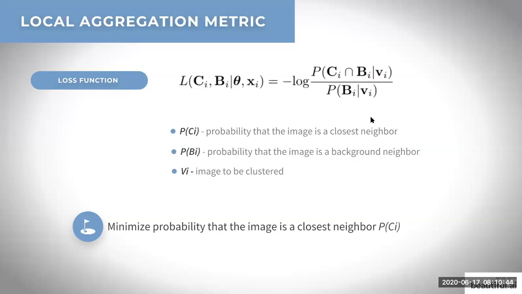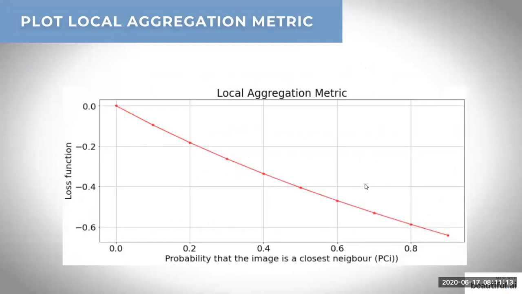So basically, in order to minimize the loss function and get better results, we need either to minimize the probability that the image is the closest neighbor, which means that our image is moving farther from the closest neighbor, or we should maximize the probability that our image is a background neighbor. And we just plotted this aggregation metric in order to visualize how it works.